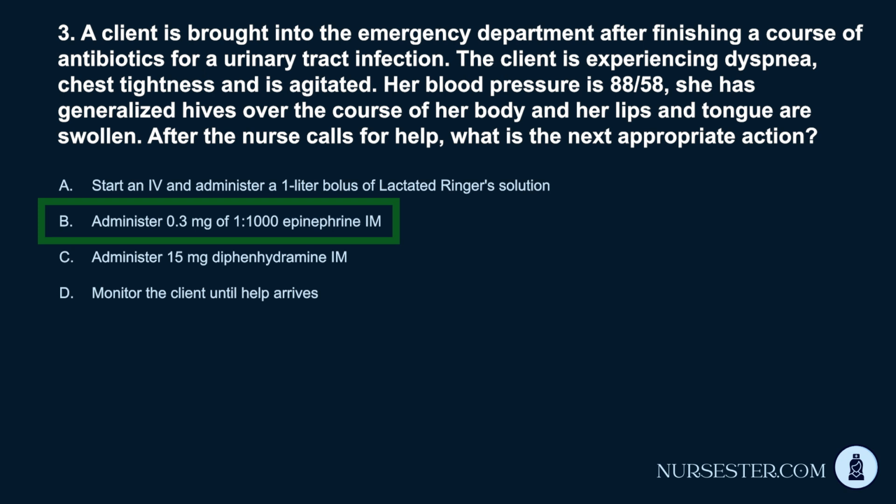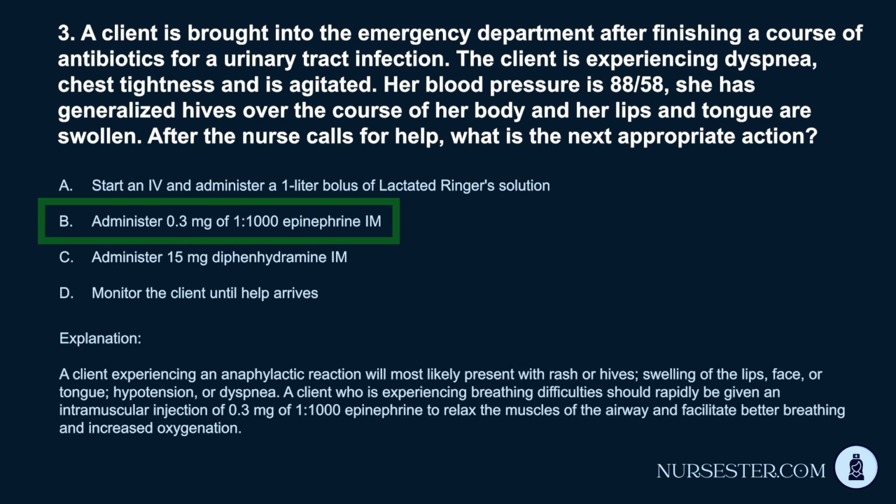Correct answer: B. Administer 0.3 mg of 1:1000 epinephrine IM. A client experiencing an anaphylactic reaction will most likely present with rash or hives, swelling of the lips, face, or tongue, hypotension, or dyspnea. A client who is experiencing breathing difficulties should rapidly be given an intramuscular injection of 0.3 mg of 1:1000 epinephrine to relax the muscles of the airway and facilitate better breathing and increased oxygenation.